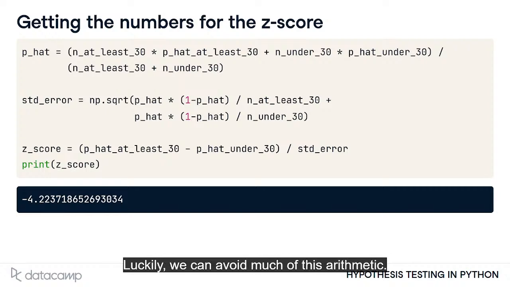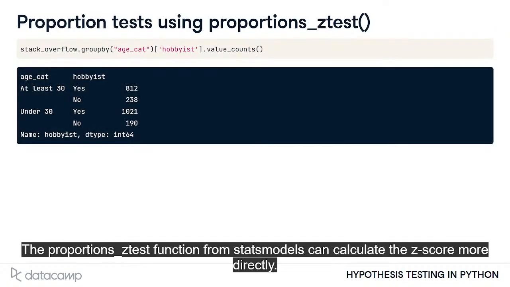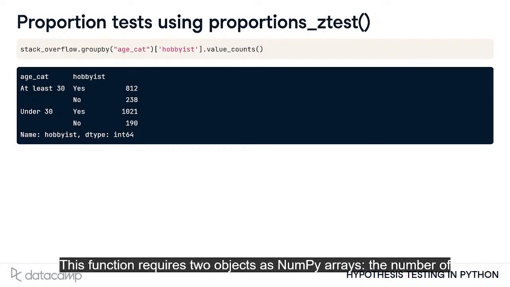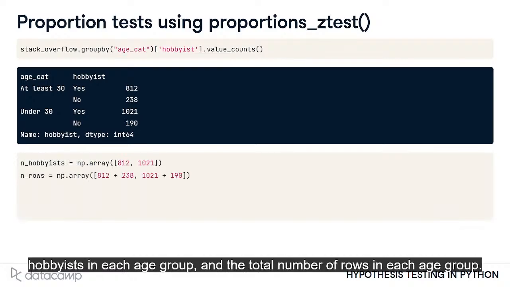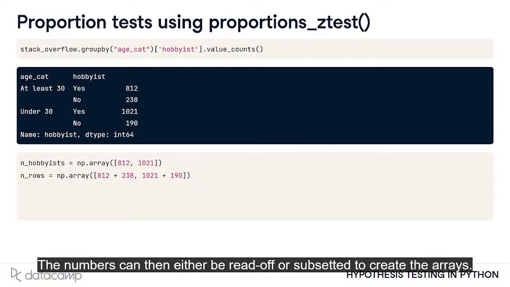Luckily, we can avoid much of this arithmetic. The proportions_ztest function from statsmodels can calculate the z-score more directly. This function requires 2 objects as numpy arrays: the number of hobbyists in each age group and the total number of rows in each age group. We can get these numbers by grouping by age_cat and calling .value_counts on the hobbyist column, as shown above. The numbers can then either be read off or subsetted to create the arrays.